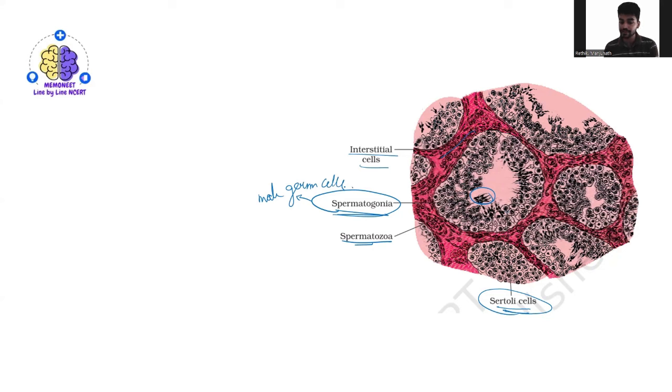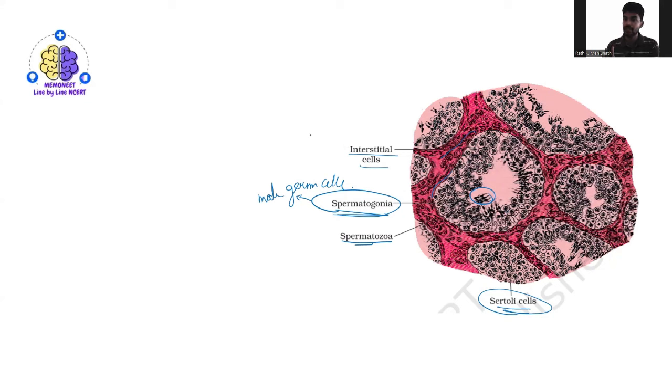So this is clear now. Cool. So then I have also talked about the region outside the spermatogonia. What happens is that seminiferous tubules are present, right? Outside the seminiferous tubules, you will actually see the interstitial cells.